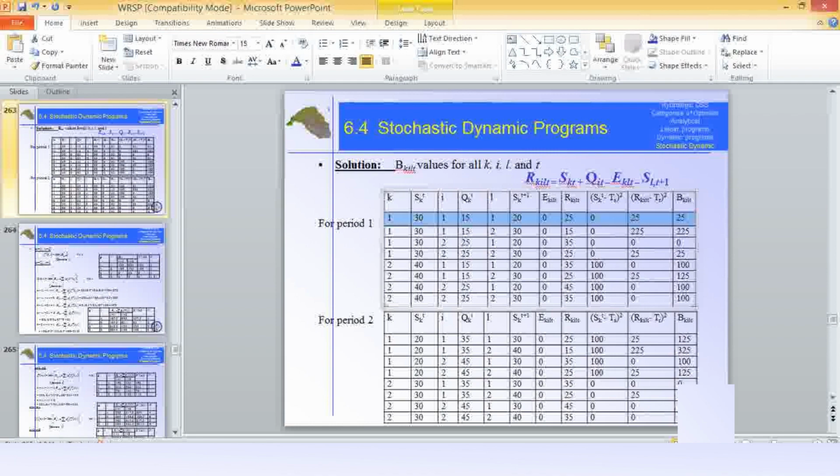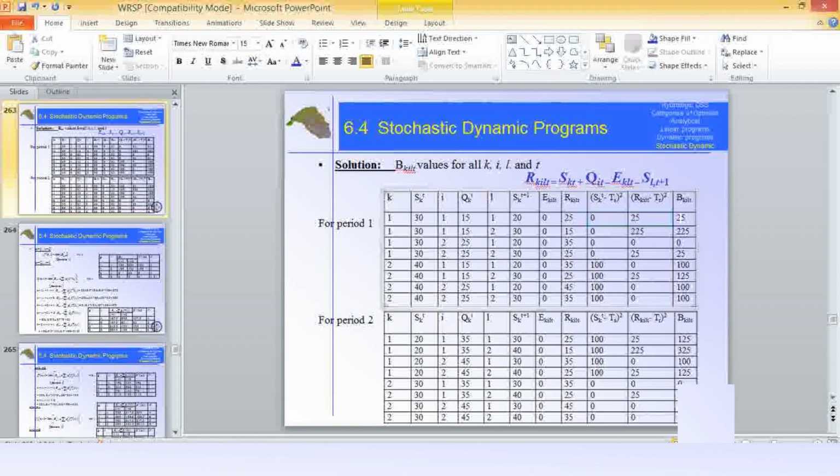So we're going to evaluate now the system performance, which is SKT minus TS. Target storage is 30. SKT is 30, so 30 minus 30 is 0. 0 square is 0. R killed is 25. Target release is 30, so 25 minus 30 is negative 5. Negative 5 square is 25. So we are going to sum the two, which will give us 25 here.